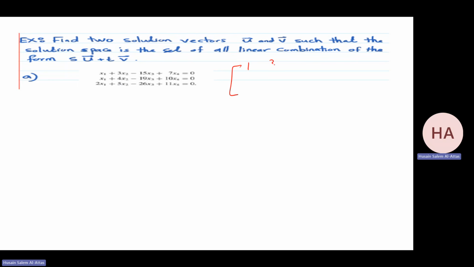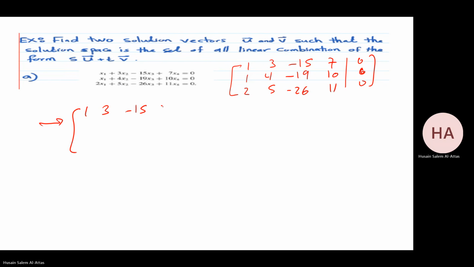So I have 1, 3, minus 15, 7. I don't need the 0, 0 because multiplying by 0, 0 all the way will not make any change. Then 0, 0, 1, 4, minus 19, 10, and 5, minus 26, 11. So let me do it quickly, and specify the steps.